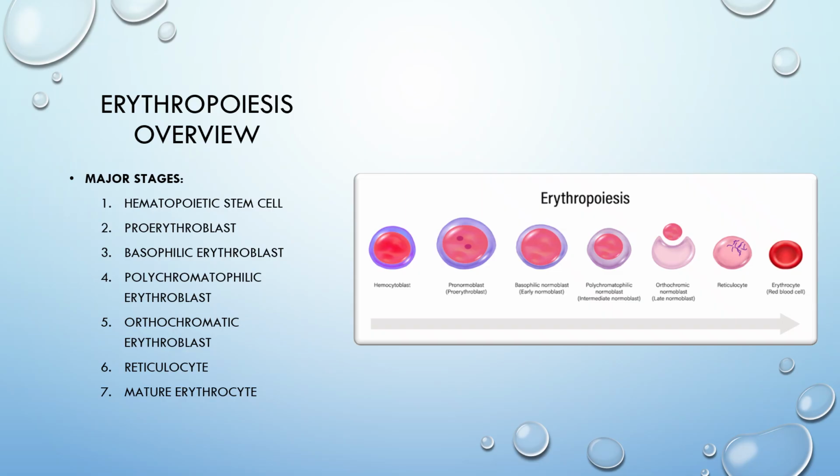Within a short period, that reticulocyte matures into the fully functional erythrocyte that we recognize on a normal peripheral blood smear. The key takeaway here is that erythropoiesis is a highly coordinated maturation process, and subtle disruptions at different stages can lead to very different morphological patterns in circulating red blood cells.